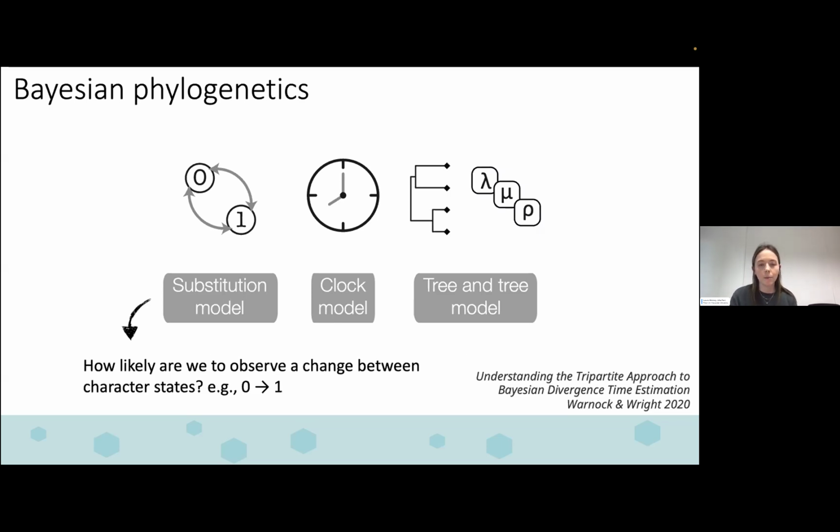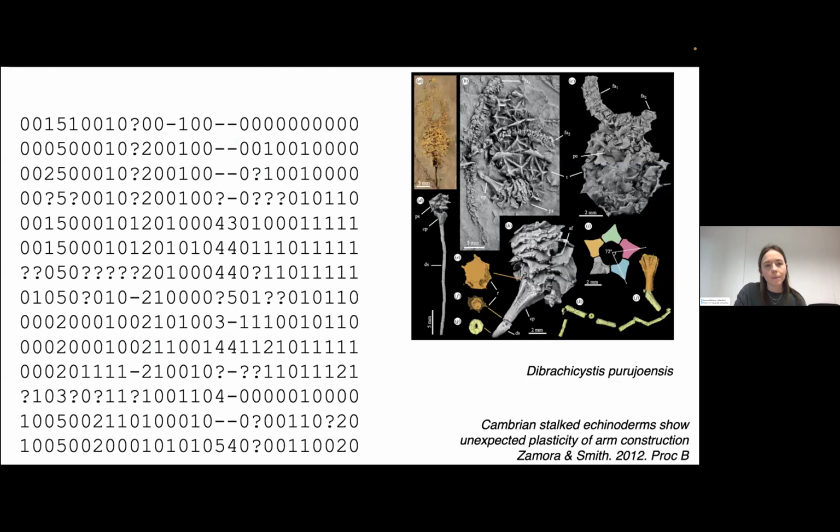And then you have your substitution model, which tells you how characters in your alignment change and evolve through time. This is the part that I focused on a lot during my PhD, and I'll be talking about it entirely today.